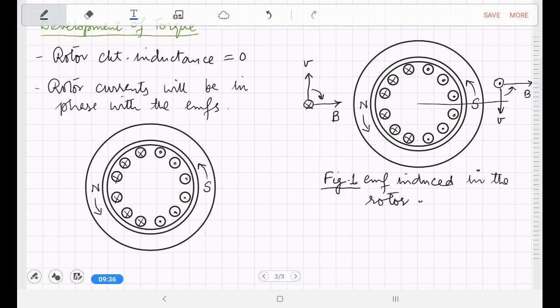This is figure 2. This shows the current distribution in the rotor conductors.